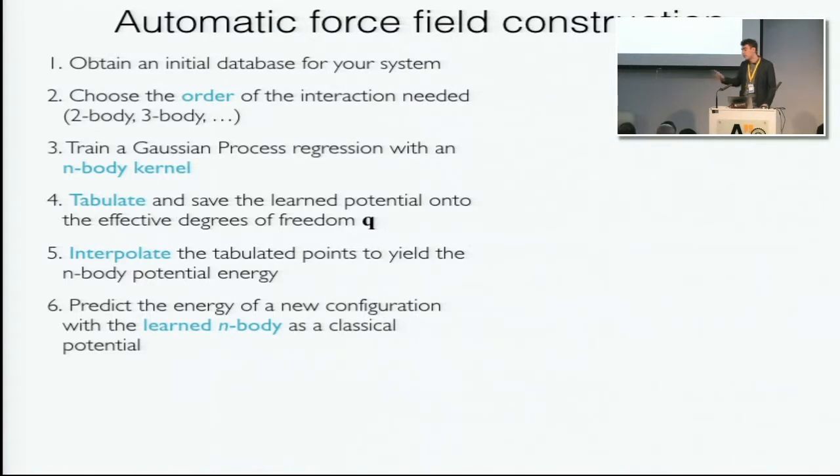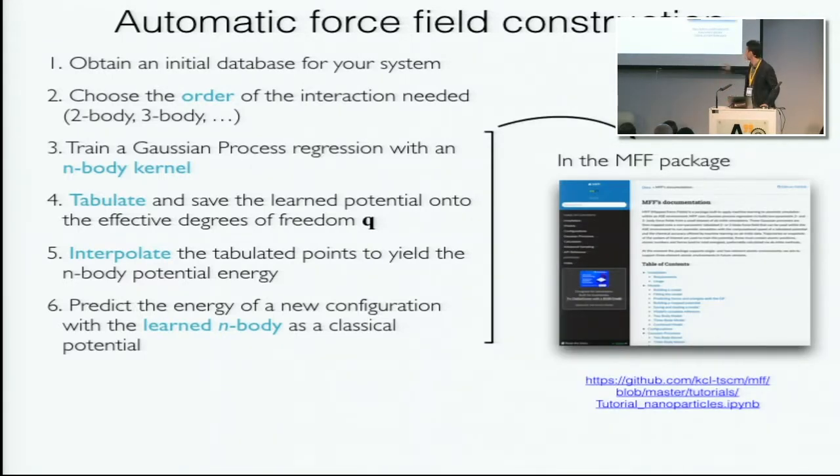Now you discard everything, and you have this tabulated potential you save, and you can use in a molecular dynamics simulation. We actually did all of this and put it into a Python package, which is called MFF. And if you're interested, just ask us, and we'll tell you about it. It basically allows to do everything I explained up to now. This is the snapshot of the MFF package. You can go it yourself, just ask us.